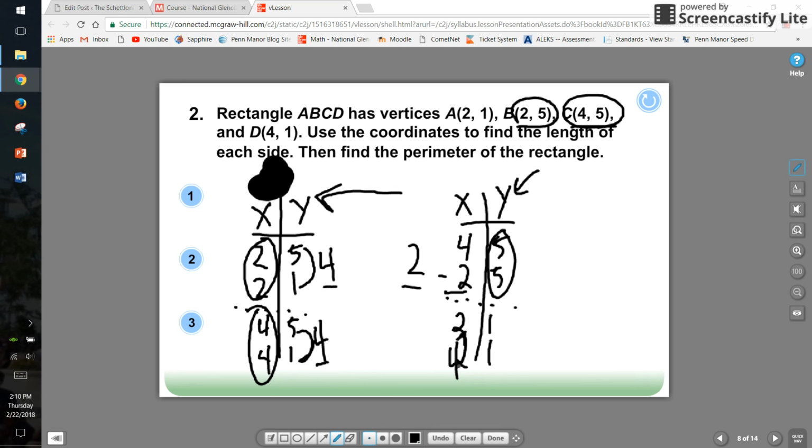4 minus 2. Now, looks like we have 4 lengths. We have this one here, that one there, that one there, and that one there. And that would make sense because there's 4 sides to this rectangle, and that's the distance of all of them. How would I figure out the total? Okay, let's add them all up. We have 4, 4, 2, 2. What is 4 plus 4 plus 2 plus 2? 4 plus 4 is 12.